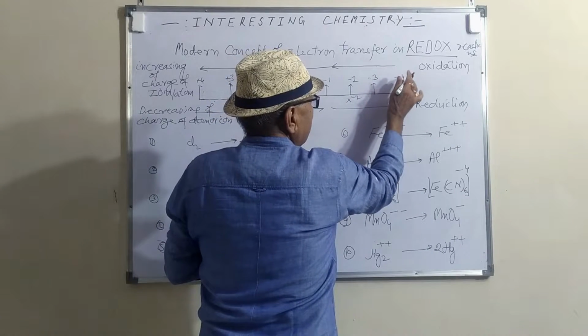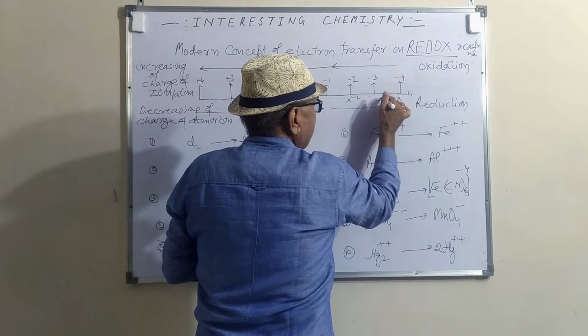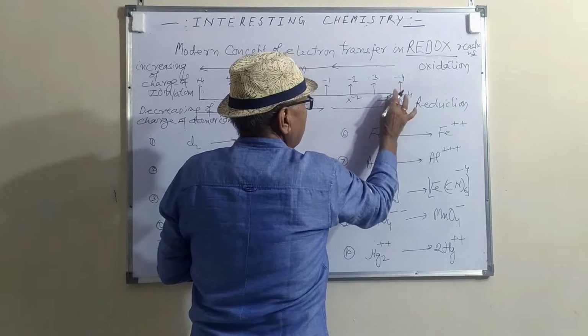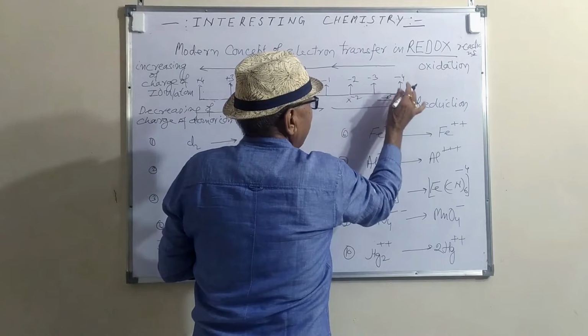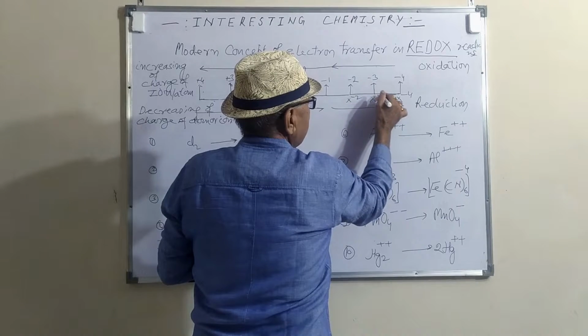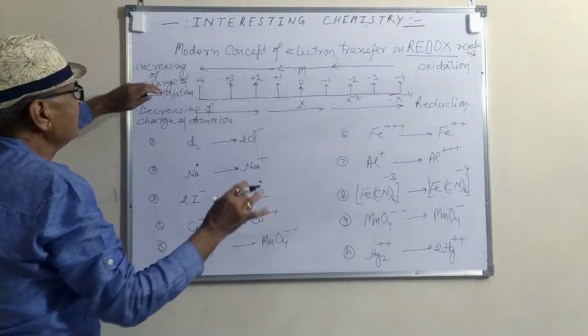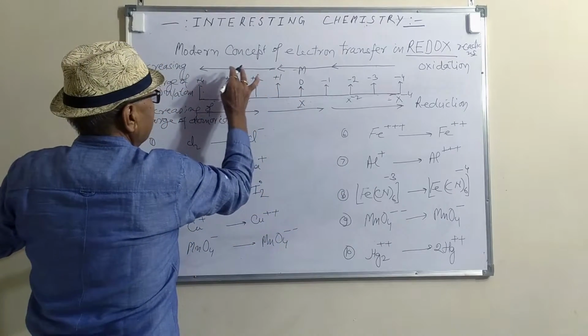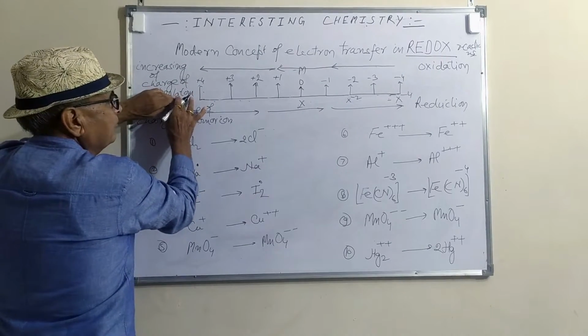It means this X4 will lose one electron. One electron will be lost by this X4, so it will be changed into X3. In this way, the charge increases here, from plus 1 to plus 3 to plus 4. So this is the increasing of the charge of the ion and atom.